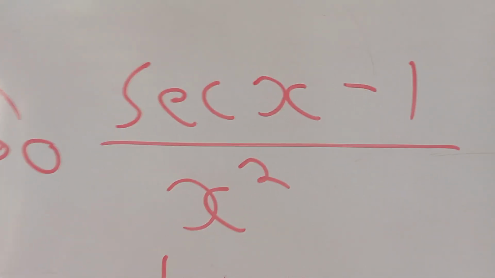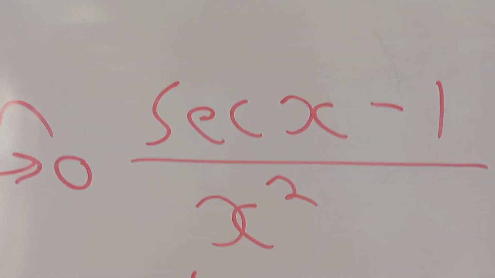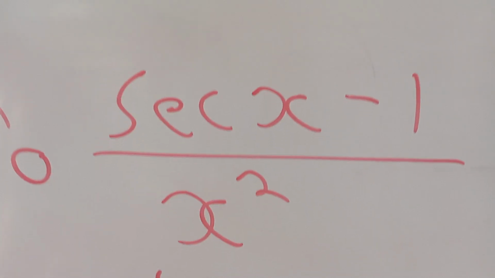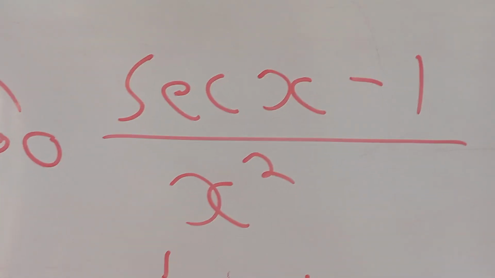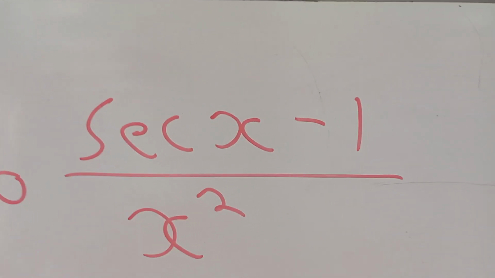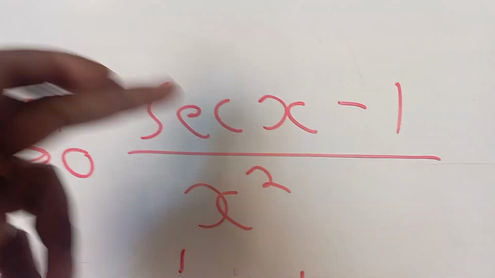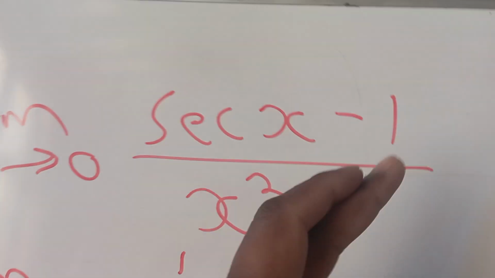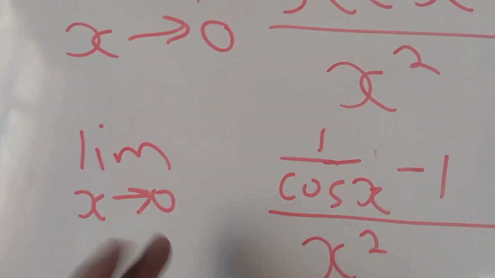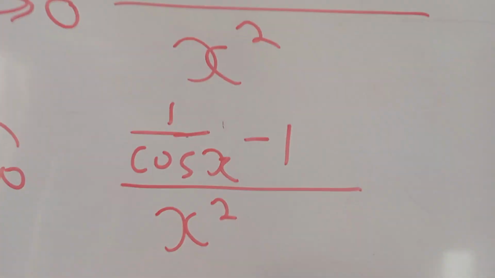So with the sec x, we're going to convert it. Sec x is the same as 1 over cos x, right, because in our calculator we have sine, cos, tan. We want to use that. So where there's sec x, we put 1 over cos x minus 1 all over x squared. This is our second step. The limit as x approaches 0 is 1 over cos x minus 1 all over x squared.